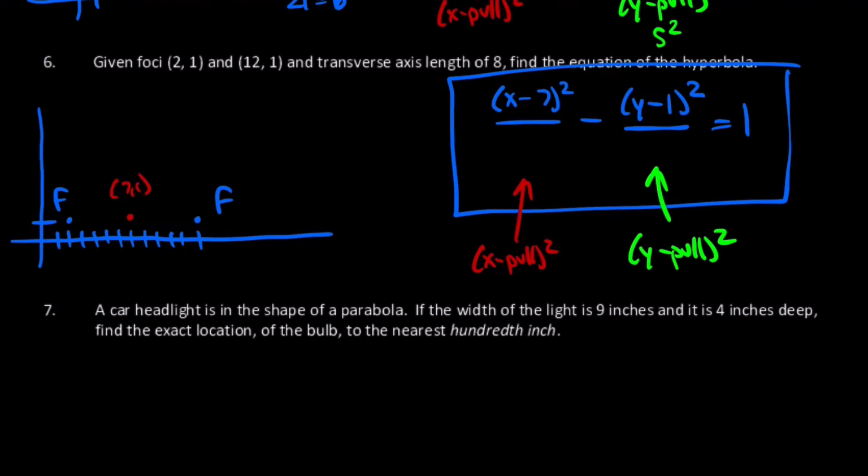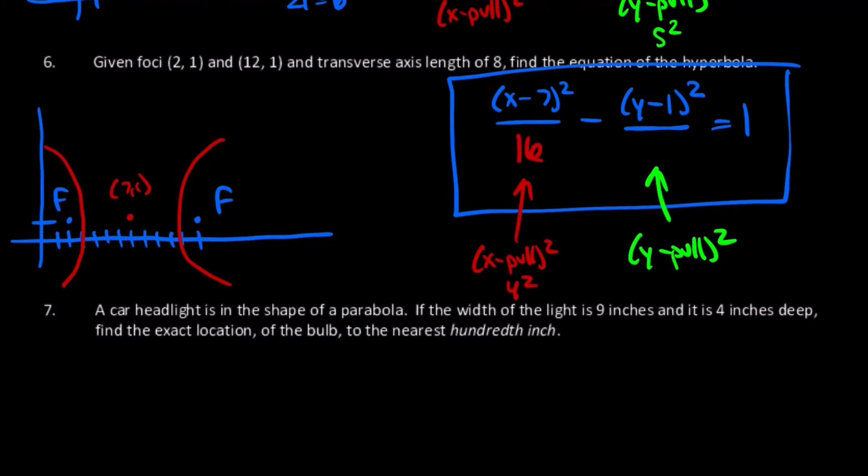Now again, I can't get either one of those from the foci, but it tells me here I have a transverse axis length of 8. So the transverse axis, I'm going to make a quick sketch here. That's what your hyperbola is going to look like. The transverse axis is the distance from vertex to vertex. That distance is 8. But remember, that's not this. This is telling me my x-pole is going to be 4, half of that 8. So this is 4 squared, 16.